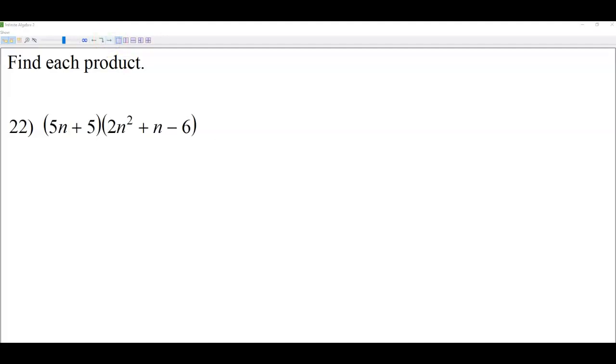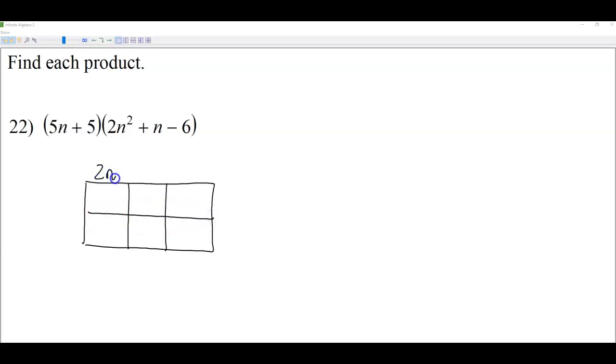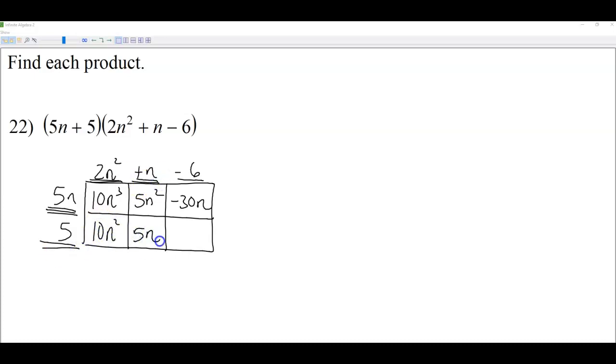So we've got a 3 by 2. When you have that, you're going to need to make a longer box to accommodate the 2n squared plus n minus 6. Other than that, it's pretty much the same. So 5n times 2n squared is 10n cubed. 5n times n is 5n squared. 5n times negative 6 is going to be negative 30n. 5 times 2n squared is going to be 10n squared. 5 times n is going to be 5n. And 5 times negative 6 is negative 30.